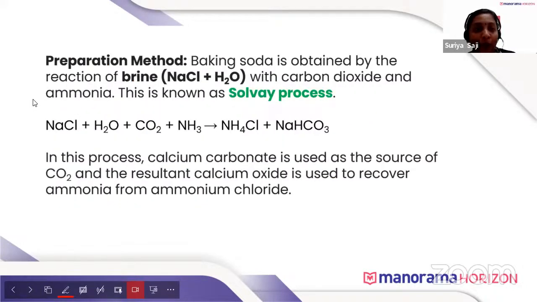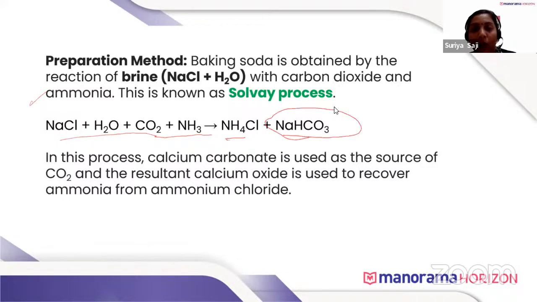Then the preparation method, which is very, very important. NaCl reacts with water in the presence of carbon dioxide and ammonia, and forms ammonium chloride and sodium hydrogen carbonate. This process is known as the Solvay process. Very, very important. You will get a sure question out of this. In this process, we use calcium carbonate as a source of carbon dioxide. If we add calcium carbonate instead of carbon dioxide, we'll get the same reaction.